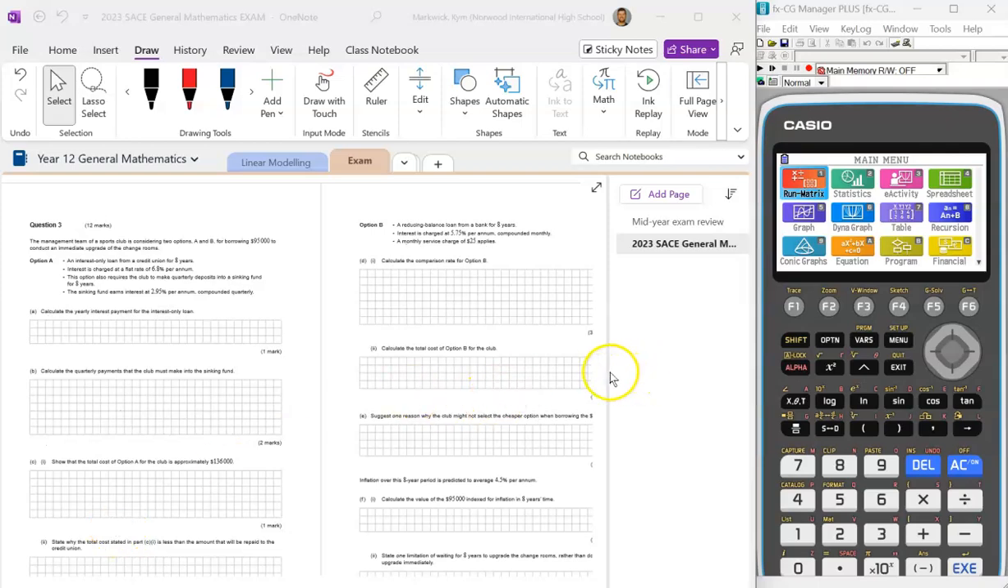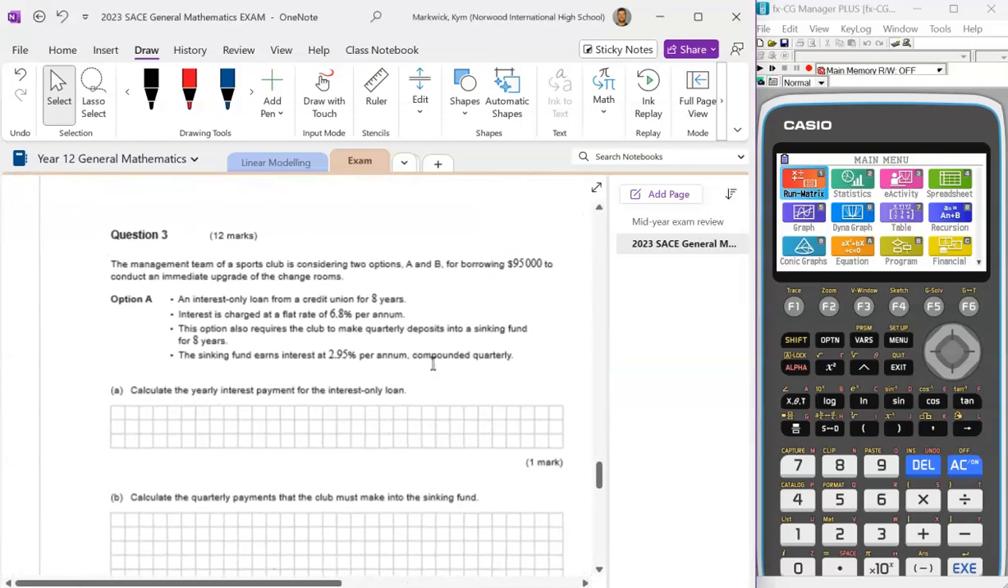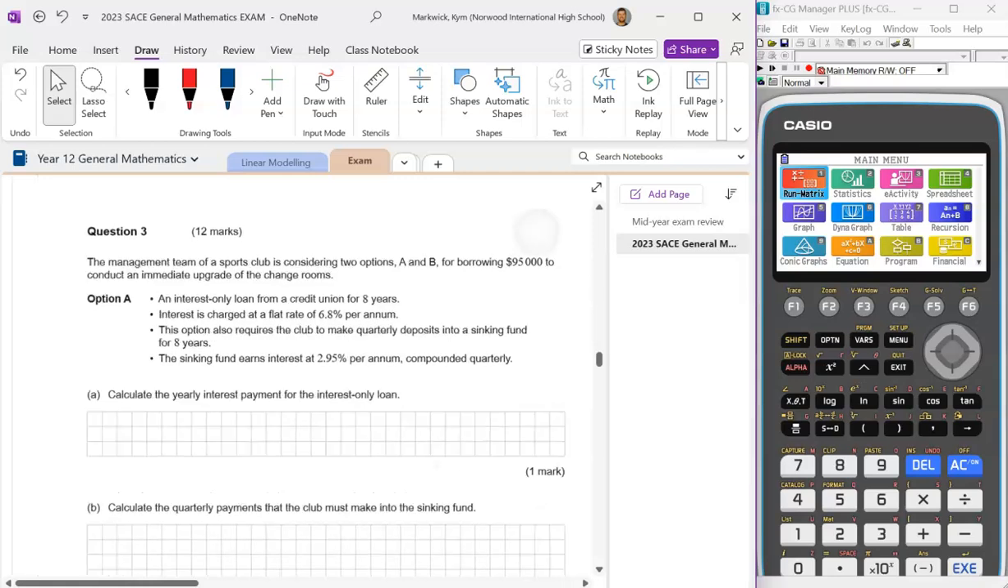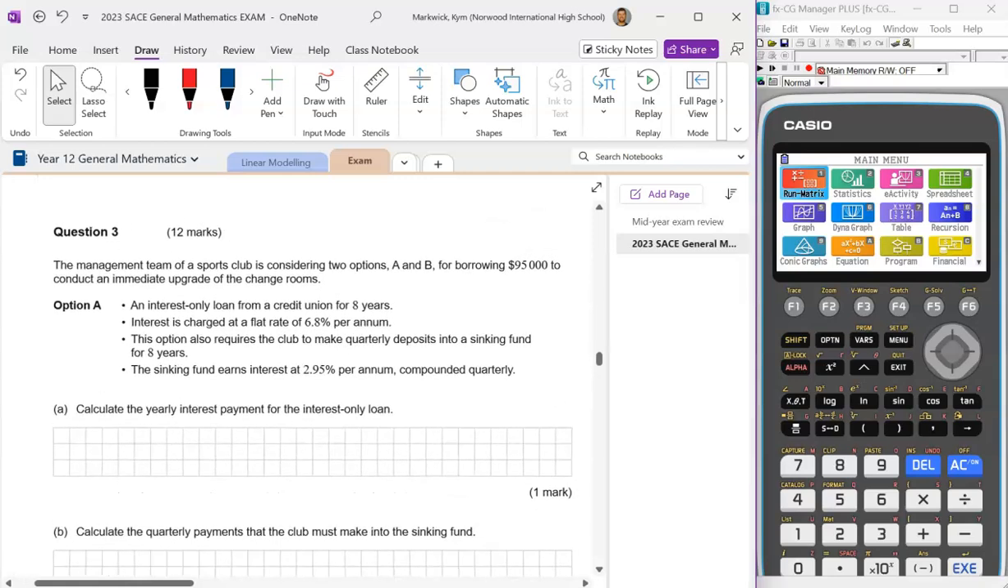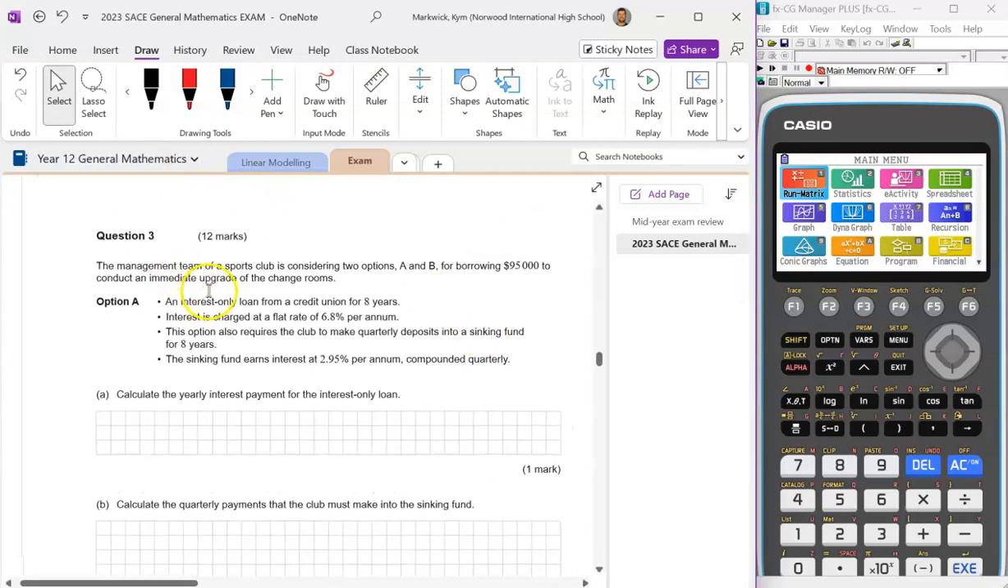Question 3 of the 2023 General Maths exam for SACE Stage 2 here in South Australia. You can see it's a financial modelling question. We've got the management team of a sporting club considering 2 options, option A and option B, for borrowing $95,000 to conduct an immediate upgrade to the change rooms.